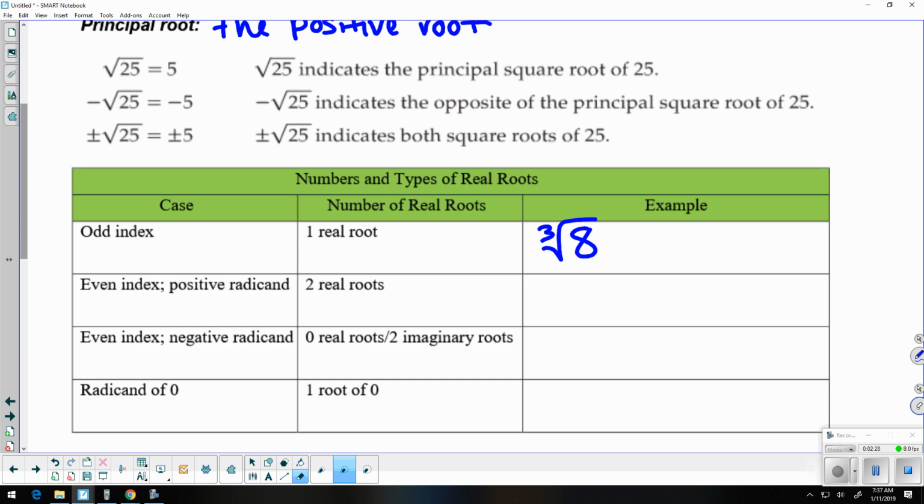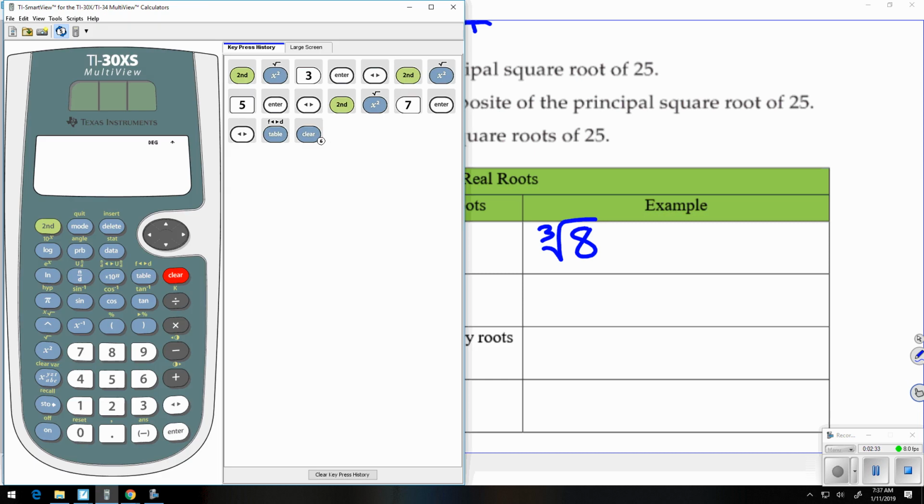So you can kind of sit here and guess and check if you'd like to. But how you actually type this into your calculator if you're using the TI-30. So you want that little 3 in front, right, for your index. Again, we know where the square root's at. I'm not asking you for the square root of 8. I'm asking for the cubic root of 8. So here's how you get that little 3 in front.